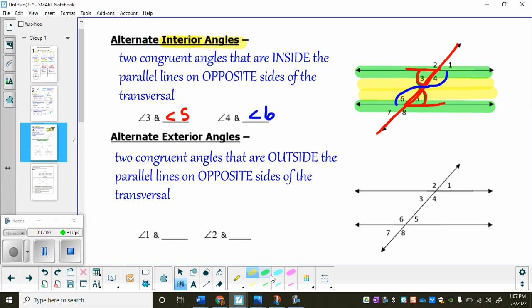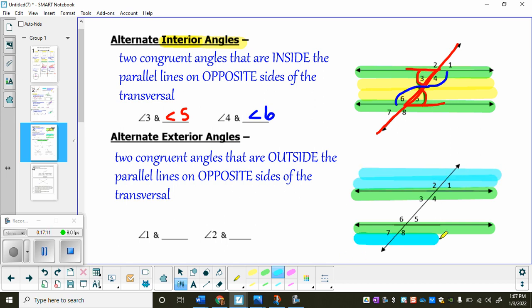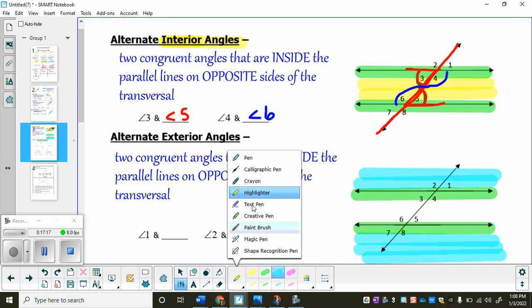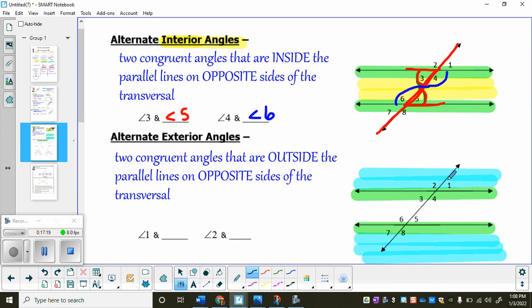Now while you guys are taking those notes, if I highlight again my green parallel lines, now I'm going to highlight what's considered on the outside, the exterior. So you've got the above exterior and then the below, outer exterior here, which means the exterior angles are going to be angles 1 and 2. Angles 1 and 2 are exterior, and angles 7 and 8 are also exterior.